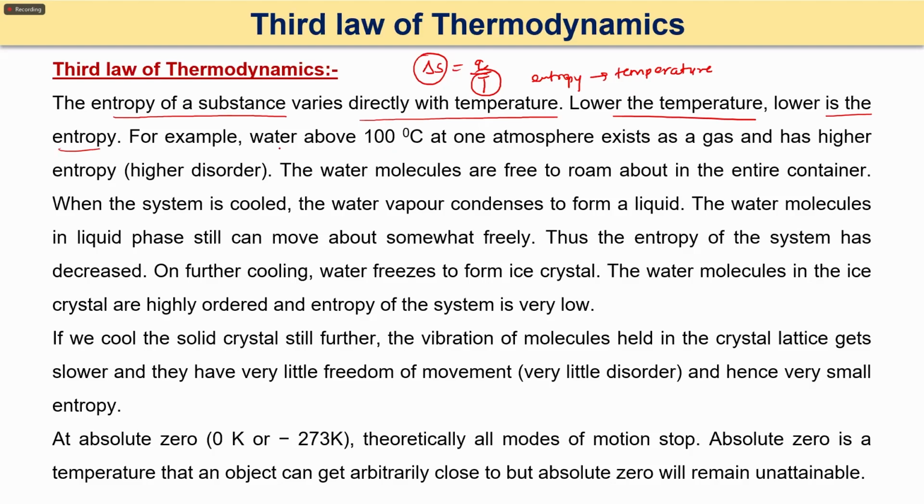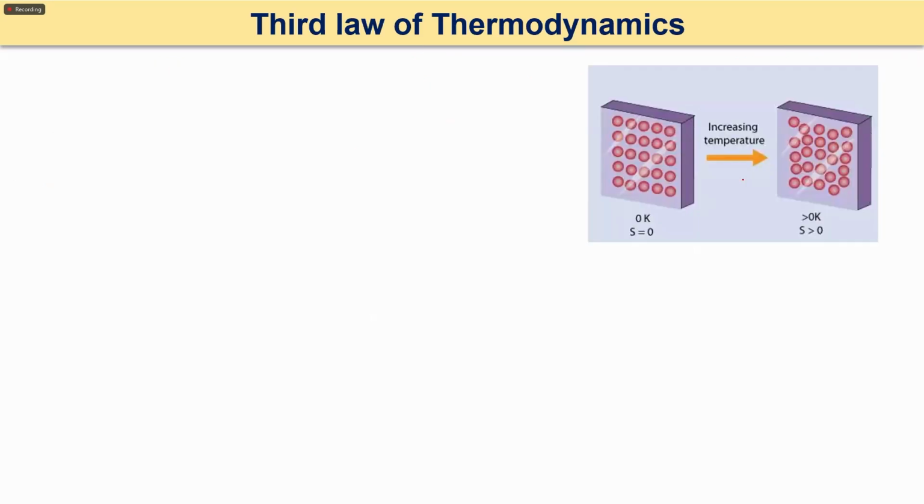For example, water above 100 degrees Celsius at 1 atmospheric pressure exists as a gas and has a higher entropy, because I have told you about water in solid, liquid, and gaseous states. In the gaseous state, it has higher randomness, that means delta S was positive, that means higher disorder. The water molecules are free to roam about. So let us say in this example.